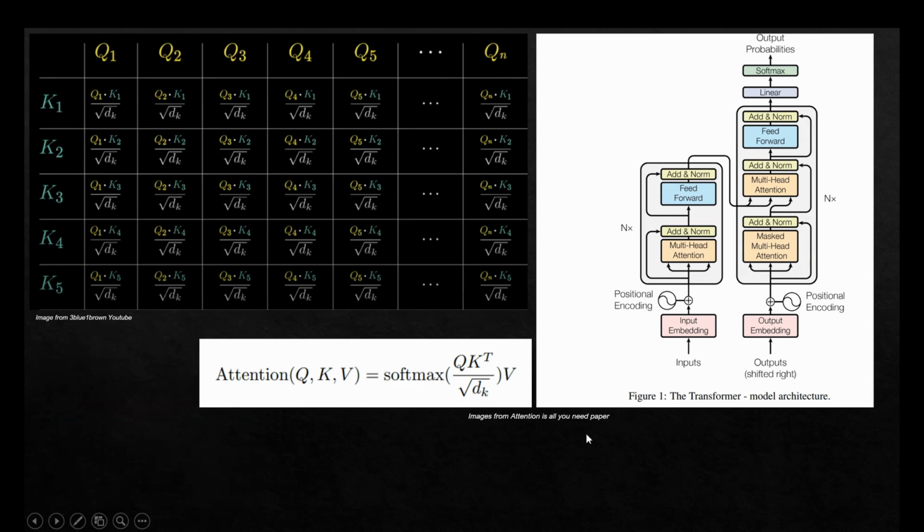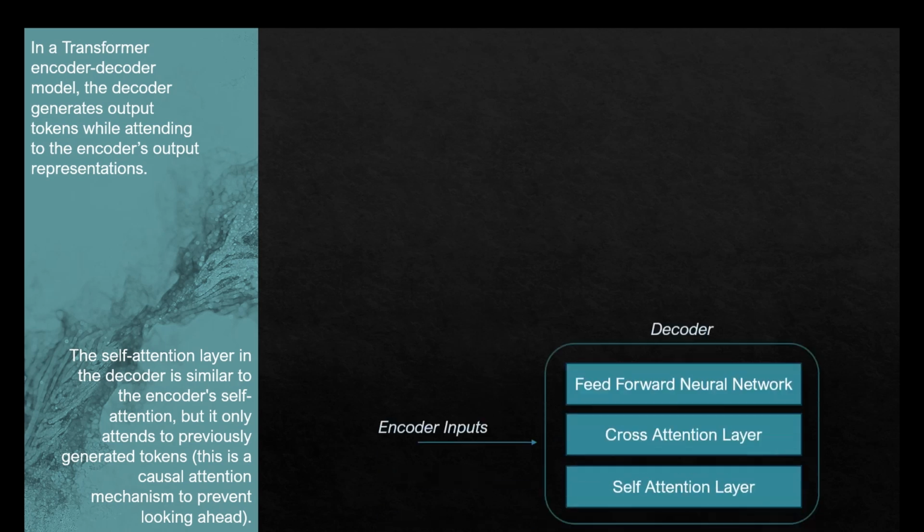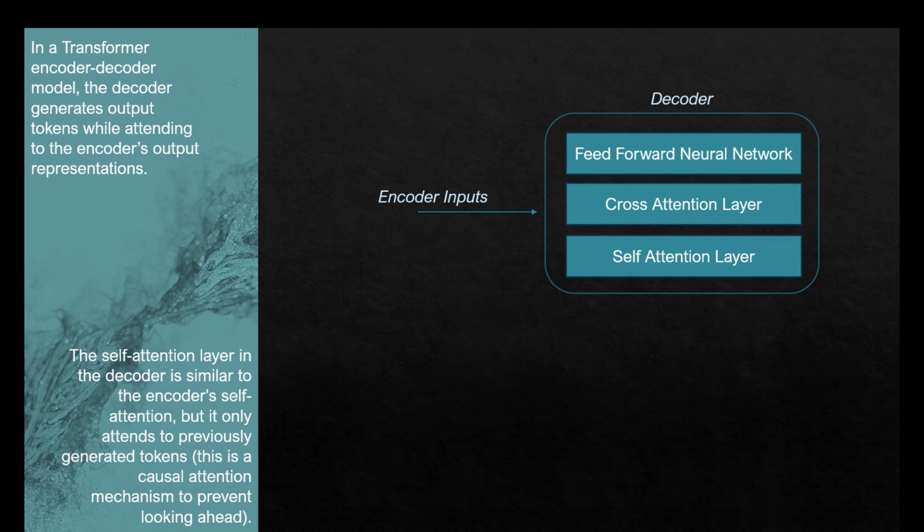Moving forward. Okay, so far we've talked about the encoder, and the decoder is basically the same except one tiny difference. The encoder has self-attention and a feed-forward neural network. The decoder has self-attention and then cross-attention, and then the feed-forward neural network. Cross-attention basically takes the input values from the encoder.